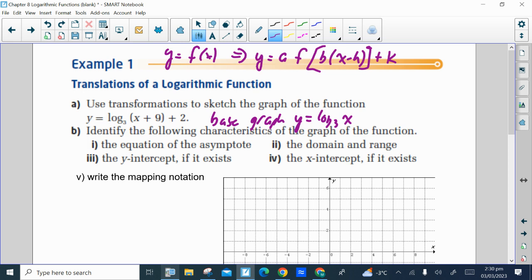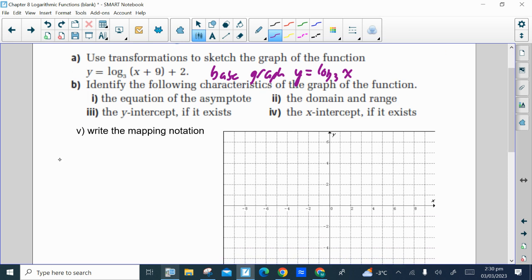So we need to know what that graph looks like. If we start with y equals log base 3 of x, we could do a table of values using either the change of base identity or the log function on your calculator. But the other option would be to write this in exponential form. It'll be 3 to the power y equals x. That's the same equation, just in a different form.